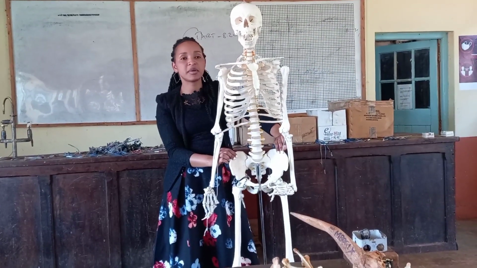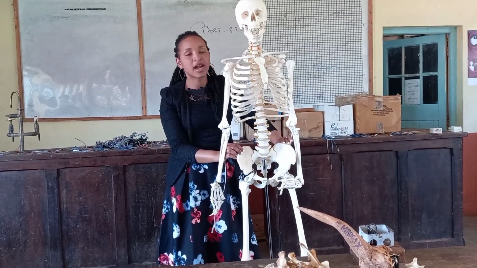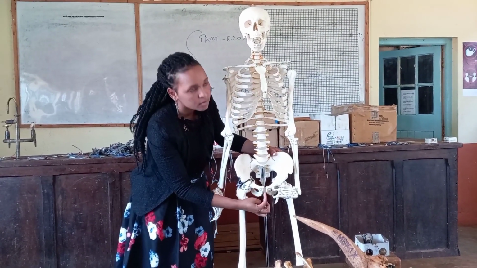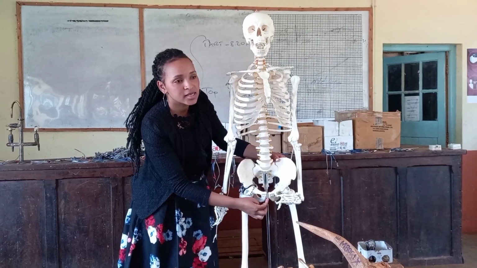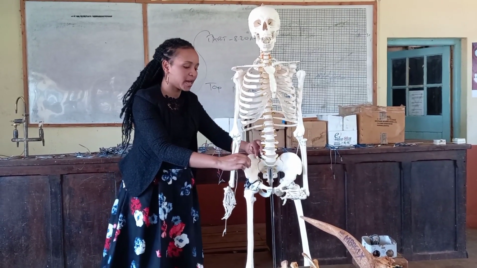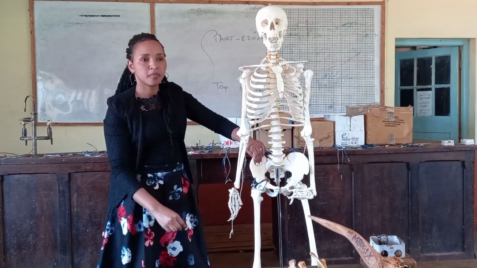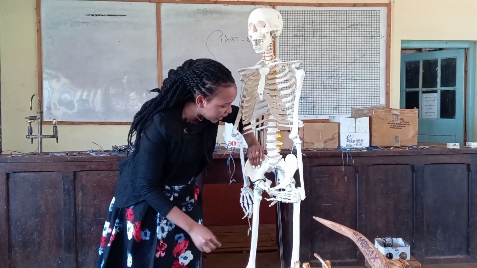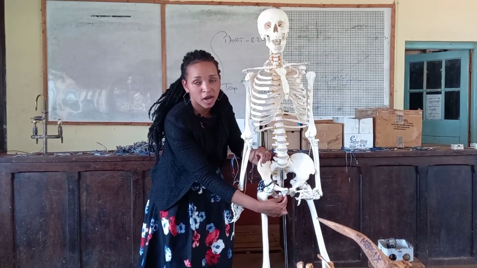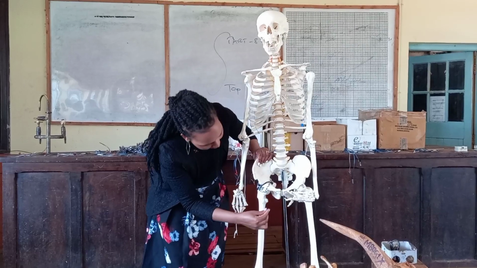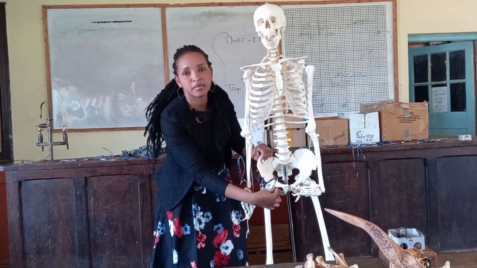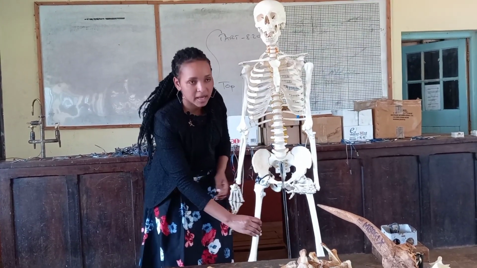Let's come to the pelvic girdle. We have said it is made up of two halves that are fused together. So over here, what do we have? The pubis. This is one half of the pelvic girdle. What do we have on the top? The ilium. What do we have here on this other side? The ischium.